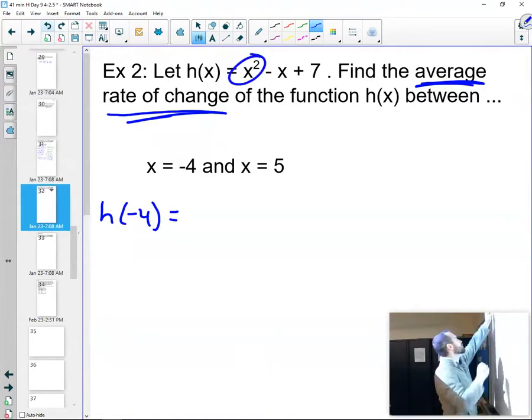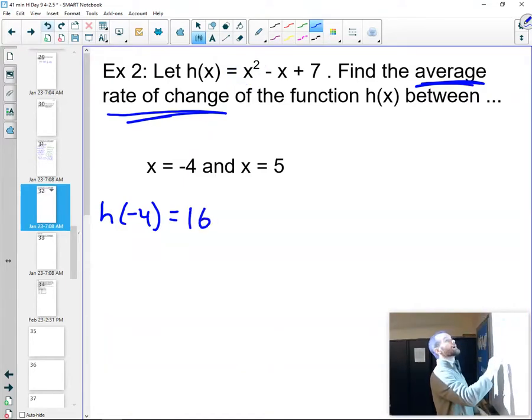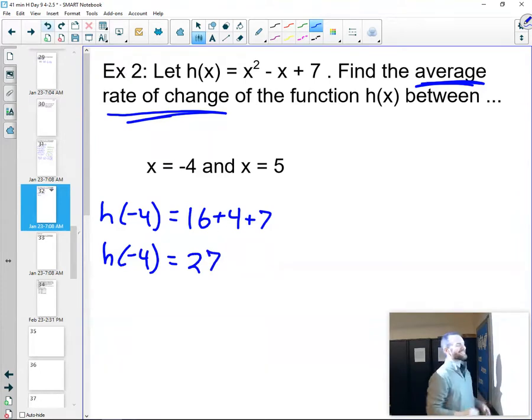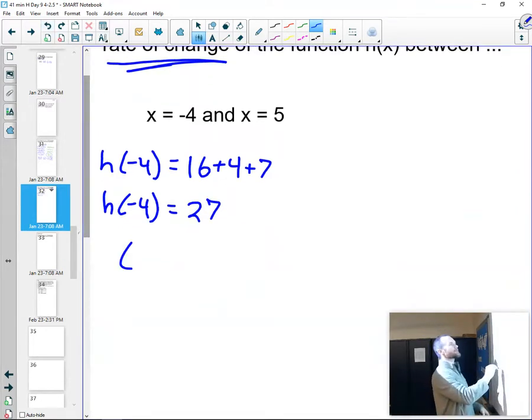So it's going to be negative 4 squared, which is positive 16, minus the negative 4 is plus 4, plus 7. So that comes out to h of negative 4 equals 20, and 20 and 7 becomes 27. Got a little tongue-tied there. Which means our first point is negative 4, 27. So that's x1 and y1.